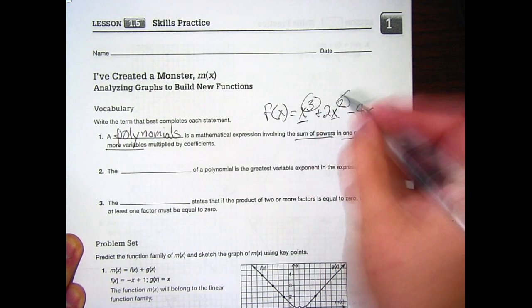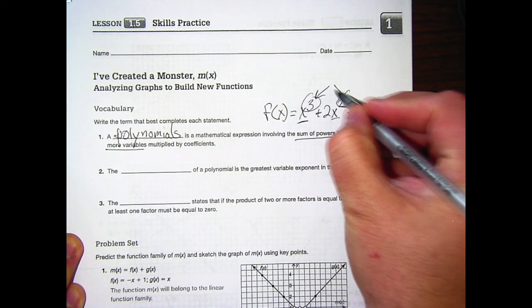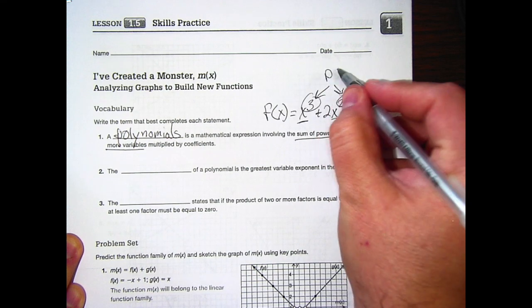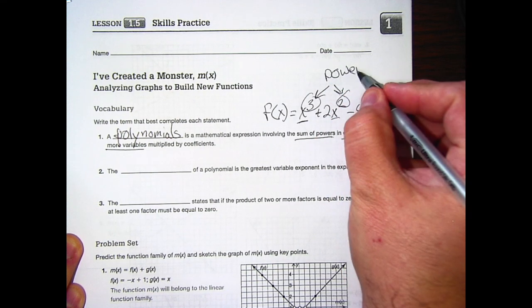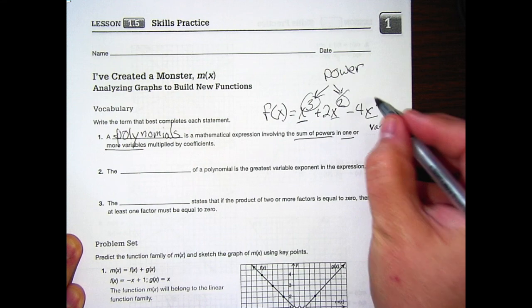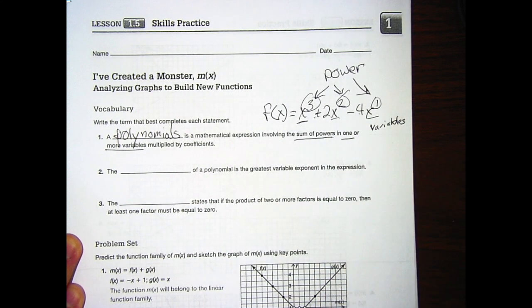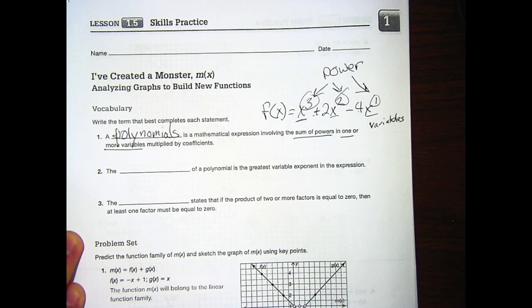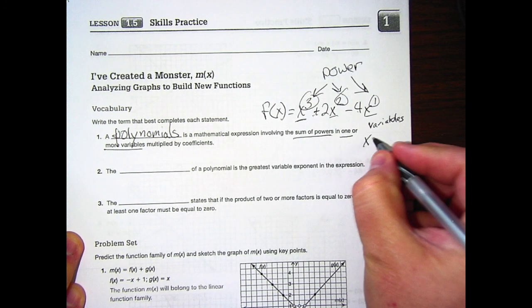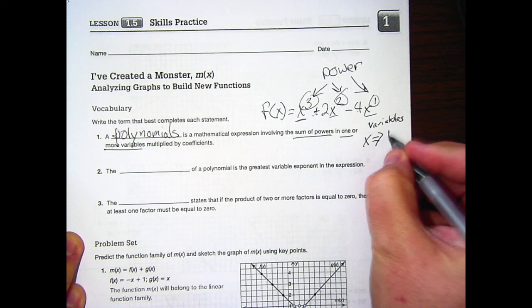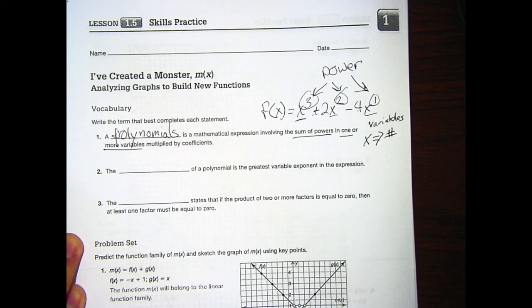And then the powers are these numbers here. X raised to the third power, x raised to the second power, x raised to the first power. We don't have a 1 here, but that's implied. And then the sum is just adding and subtracting those values. Remember, the x represents a number that we would plug into the equation.